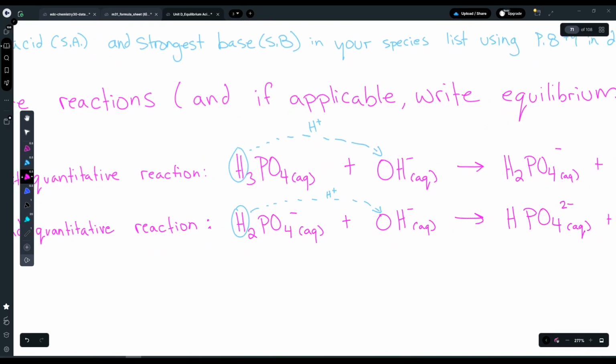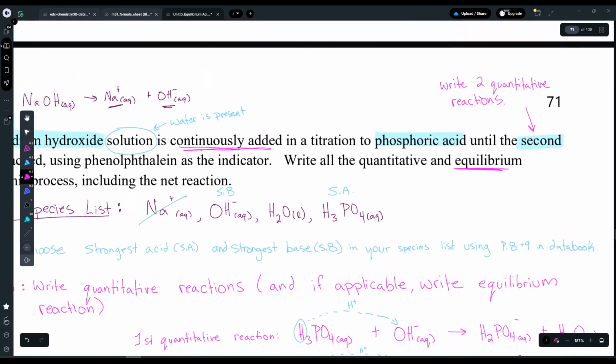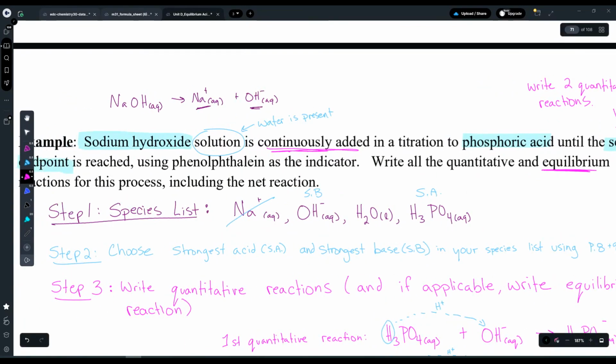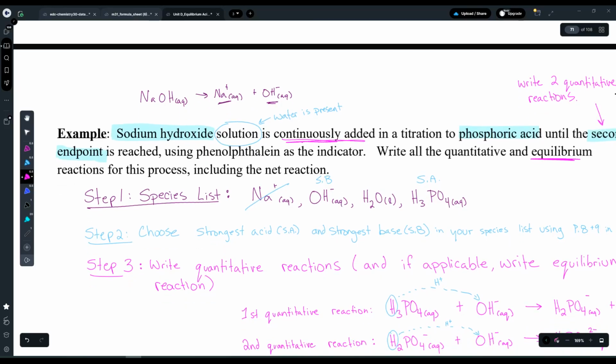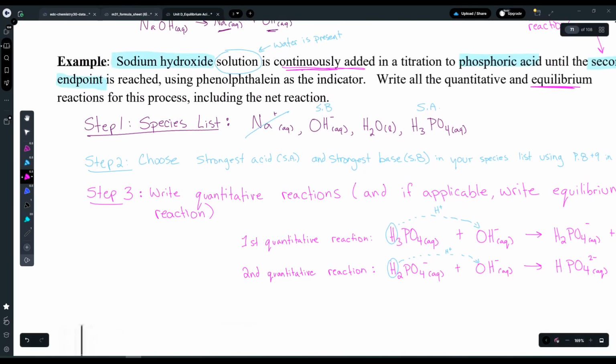So those are our two quantitative reactions. I'm going to stop there because it says that the titration stopped at the second endpoint. It didn't continue on to a third endpoint. So now at this point, we need to write an equilibrium reaction.